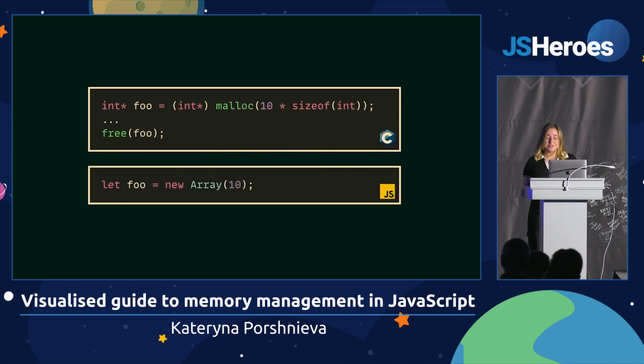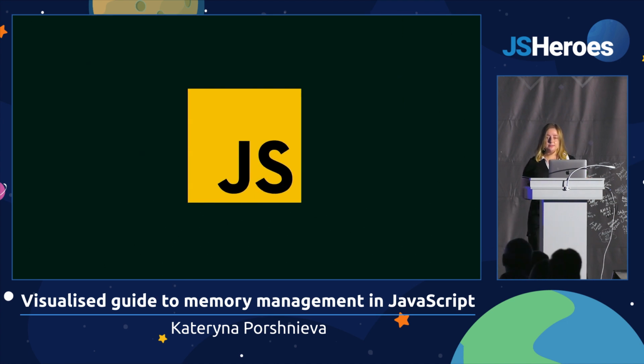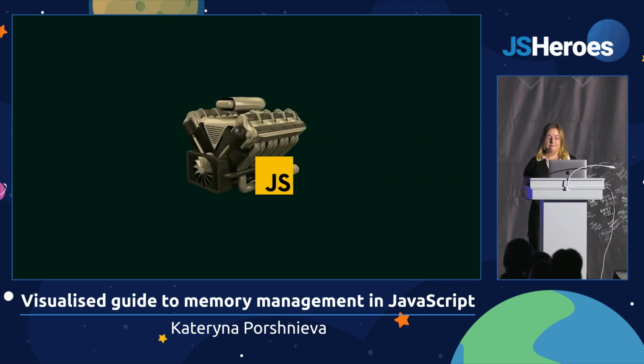Now, if we get to JavaScript, we don't need to do any of that. We can just go around defining arrays left and right without giving a second thought to memory allocation. And it's actually a good thing. JavaScript is a high-level language, which means that it does a lot of things for us, so that we as developers can focus on building features and delivering value to our users. All of the memory allocation and freeing is done behind the scenes by a JavaScript engine.